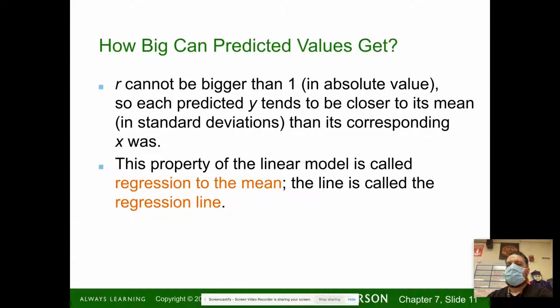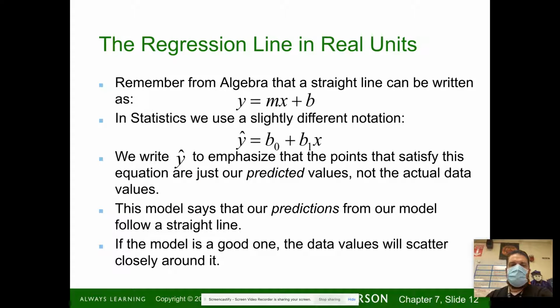This property of a linear model is called regression to the mean, and the line is called the regression line. Again, this is stuff that we've done on the calculator, but now we're going to learn how it's done by hand. So remember that a straight line is y equals mx plus b. However, in statistics, we write it a little different. We say y hat equals b naught plus b sub 1 times x.